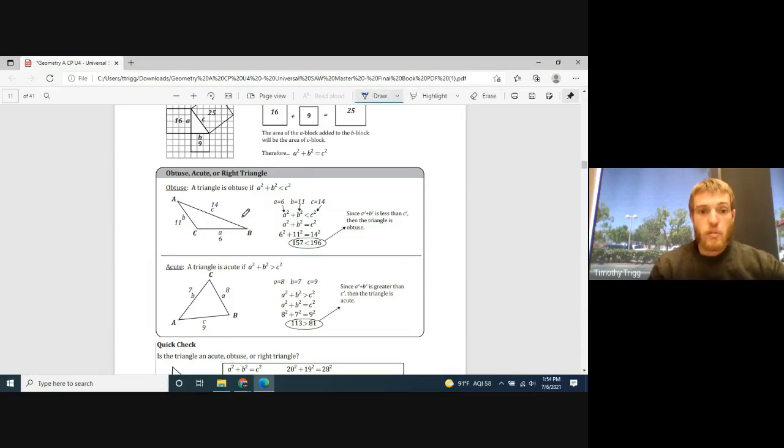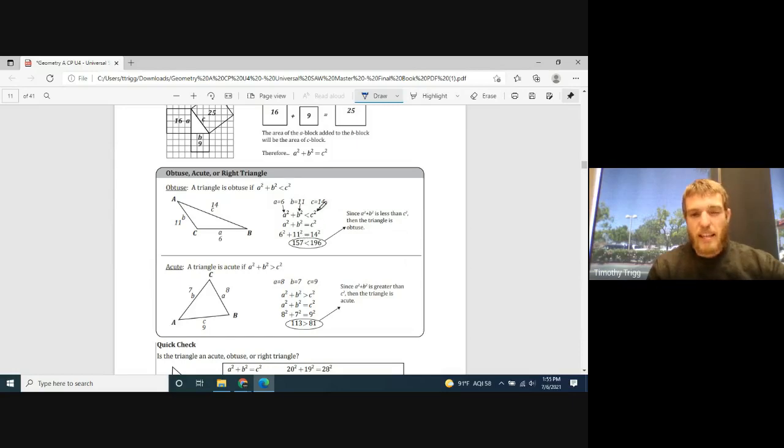And you could tell it's obtuse by doing a squared plus b squared. If that's less than c squared, then it must be obtuse. And you can see that here. They actually messed this up. This should say, oh, sorry, they did not mess this up. You could see the c squared is bigger, so that means it's obtuse. And you could work that out, right? If you replace the a and the b with 6 and 11, c with 14, you would see that the c squared is bigger than the a squared plus the b squared.